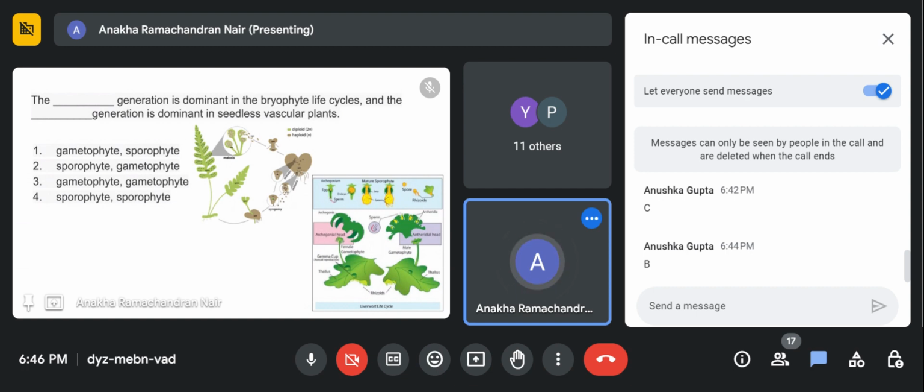So this is the pteridophytic life cycle. Seedless vascular plants are also known as pteridophytes. For most of their life, they are sporophytic in nature, that means they have diploid DNA content, and only for a small period of time will they be haploid. So they will have a small gametophytic stage, where they will form the gametes or the embryo required for the formation of a new pteridophyte, or fern in this case.